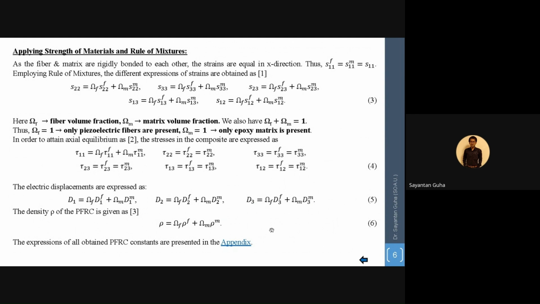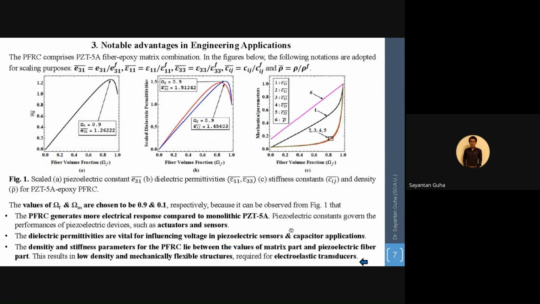On combining all of these equations and using the techniques of strength of materials, we have finally derived the expressions of the electromechanical constants of the PFRC. The expressions are given later in the appendix. So here we are going to see whether we actually get any advantage of the PFRC over monolithic materials or not. As I mentioned earlier, for piezoelectric fibers we have chosen PZT5A, and for the matrix material we have chosen epoxy. So let us observe figure A.